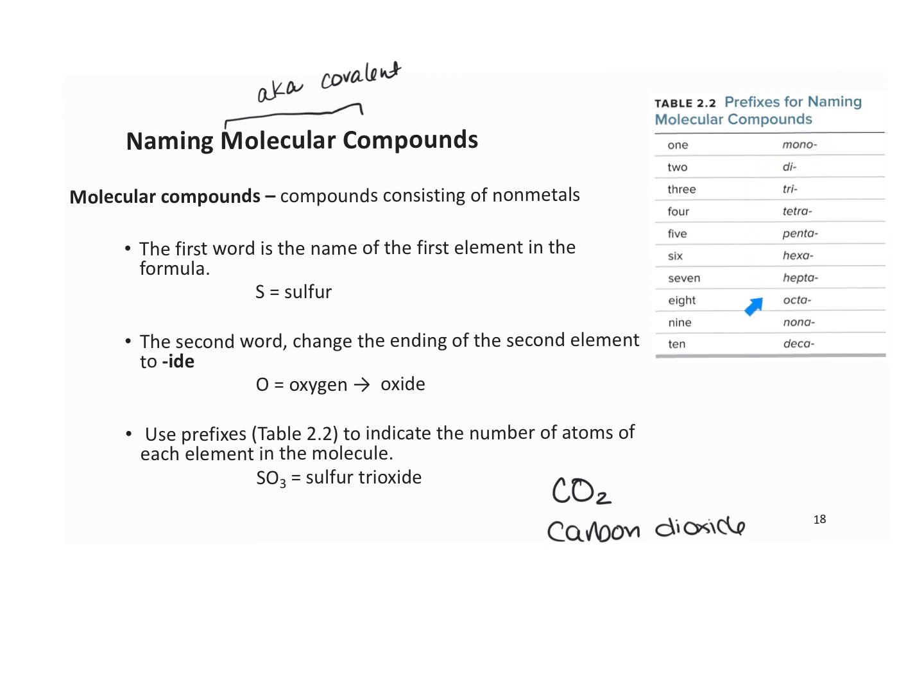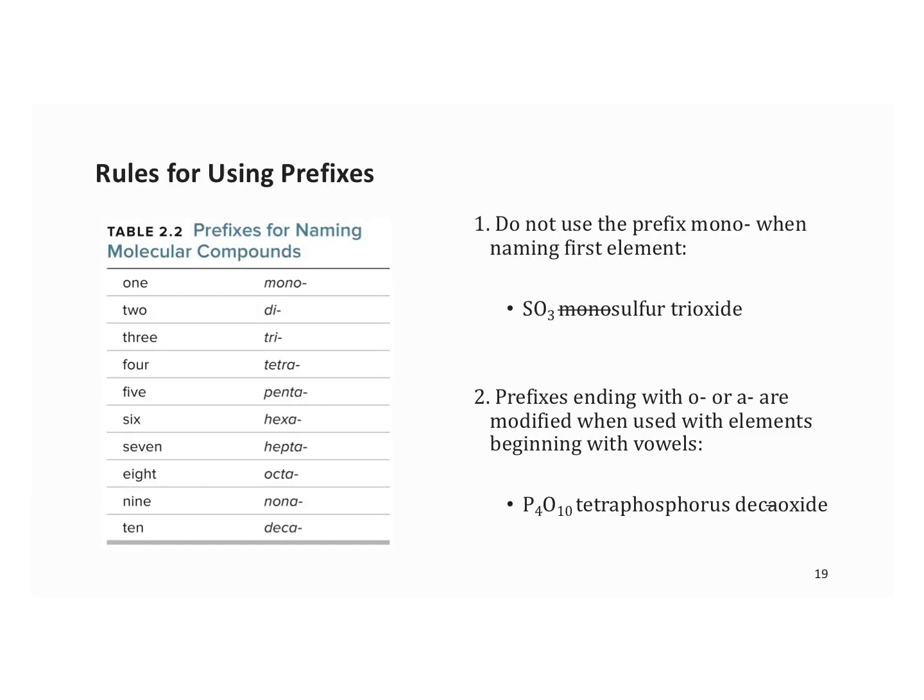Here are the prefixes: mono, di, tri, tetra, penta, hexa. If you notice, 6 is a hexagon. Then hepta, octa, octopus have 8 legs, nona, and deca. So those are the prefixes that we're going to use. Now, here are the two big exceptions. Do not use the prefix mono when naming the first element. We talked about that on the previous slide.